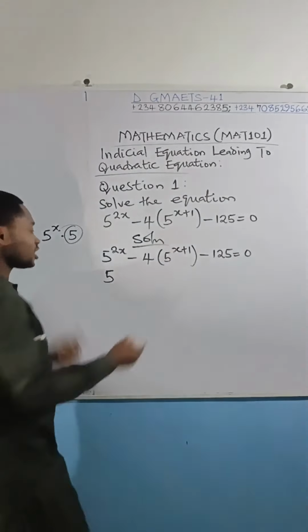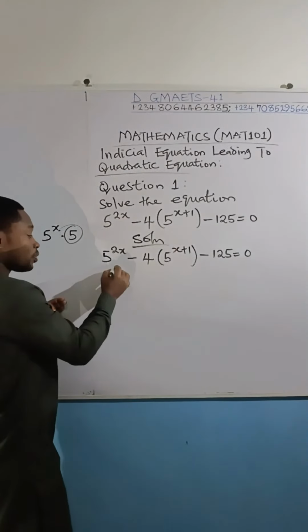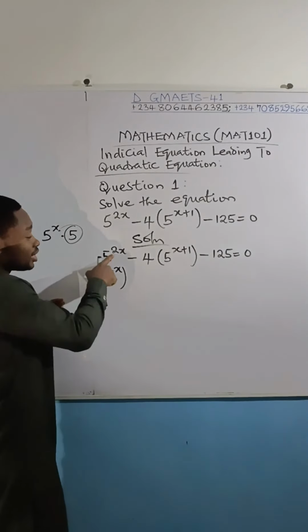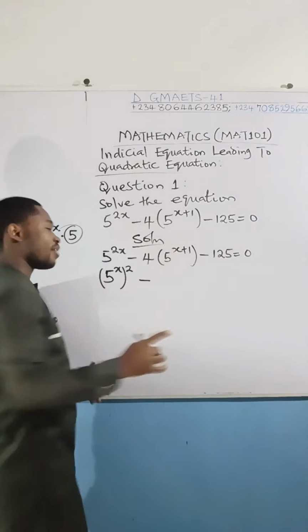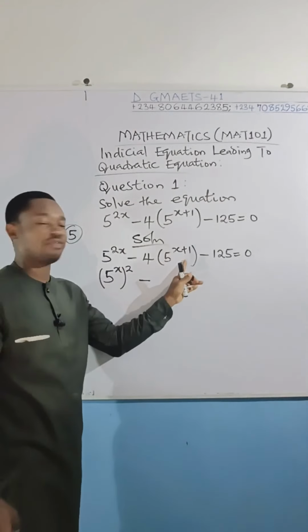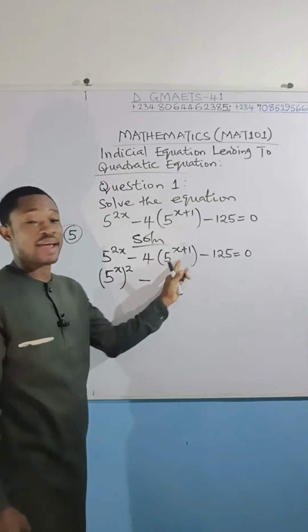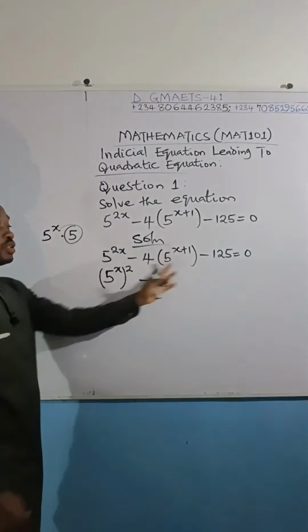So from here, let me rewrite this term as 5 raised to power x. I'll put it in bracket. Then this power 2, I step it outside like this. Are you following, right? Then minus, I've already told you here you have 5 multiplying 5 raised to power x here. Look at the interpretation of what you have in the bracket.